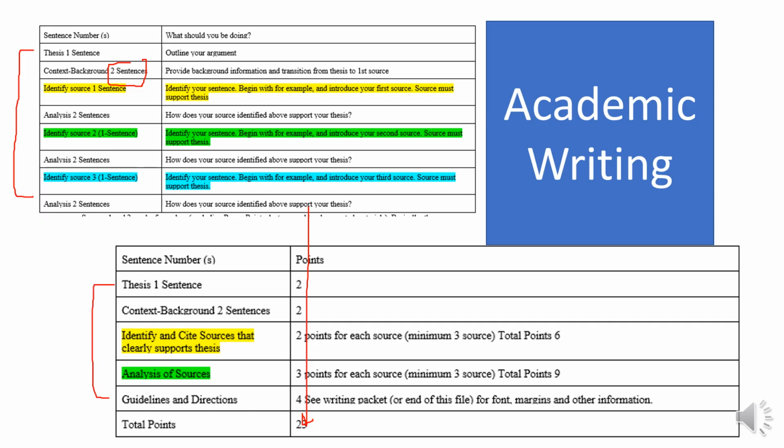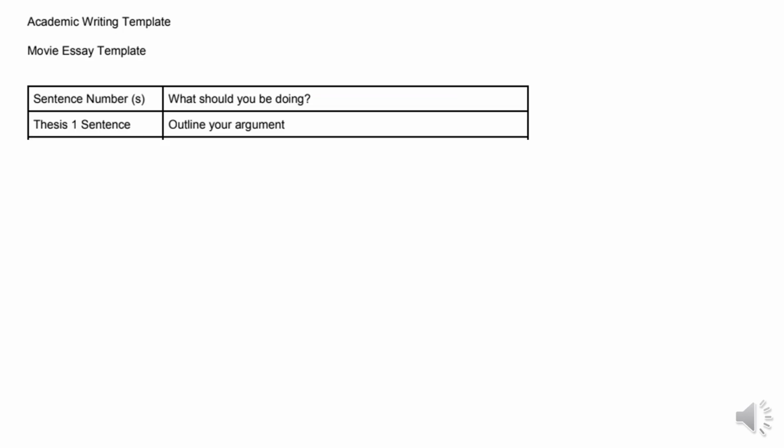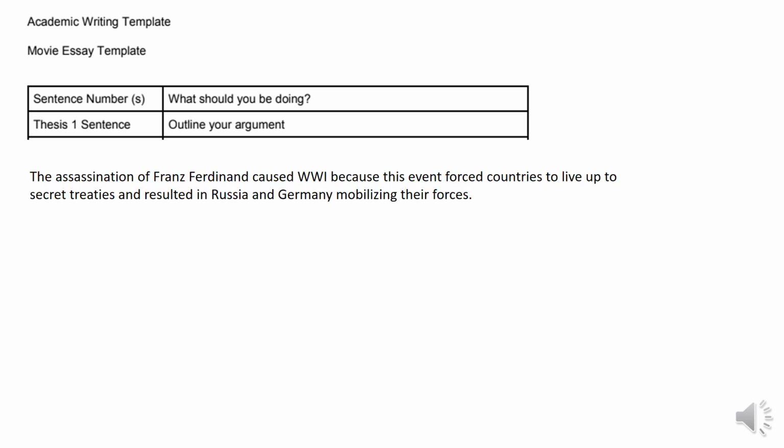You're still expected to provide a thesis and support. So let's look at a couple of examples here to try to help you understand each box. The first thing is your thesis. Make sure you have one sentence, no more, and you are outlining your argument. The assassination of Ferdinand caused World War I. If I stopped right here, I would tell you this is vague, lacks detail, and has nothing specific. But we go on. This event forced countries to live up to secret treaties and resulted in Russia and Germany mobilizing their forces. So these are the two arguments that are going to be supported for this particular thesis. This thesis in its entirety is good. It's arguing two valid points.